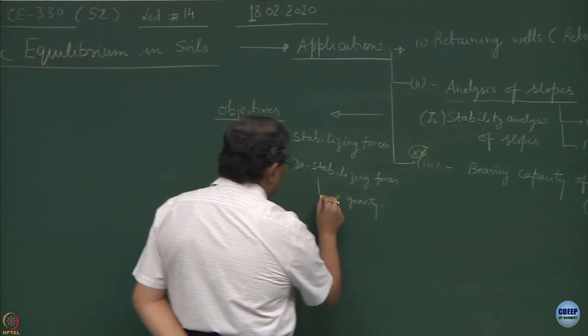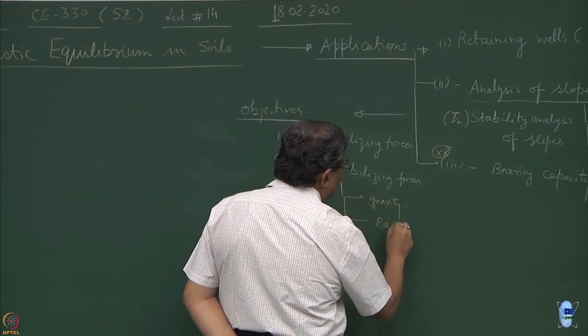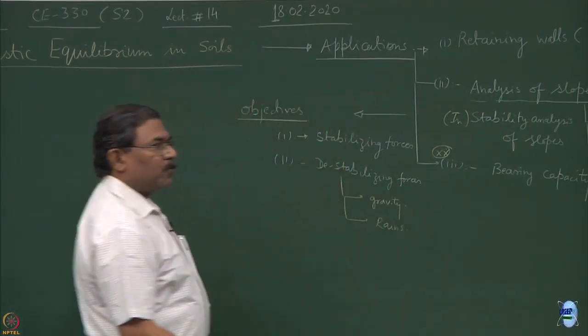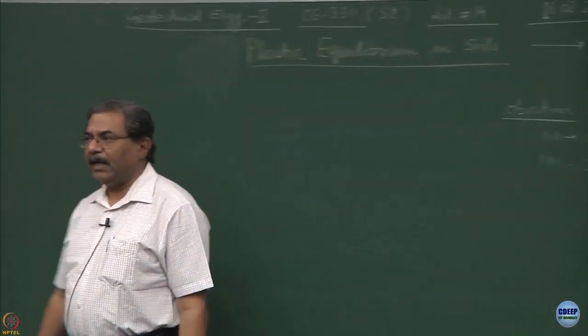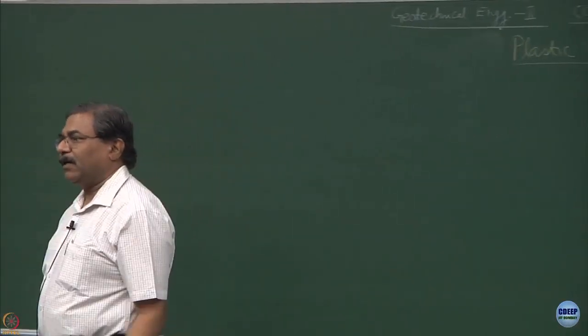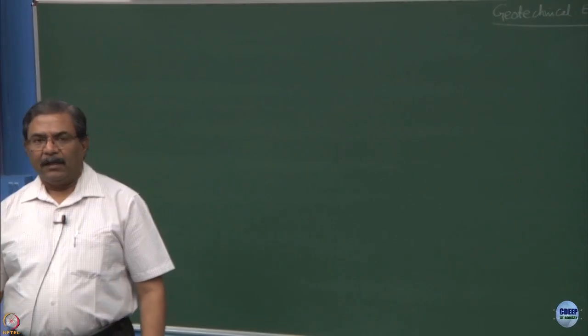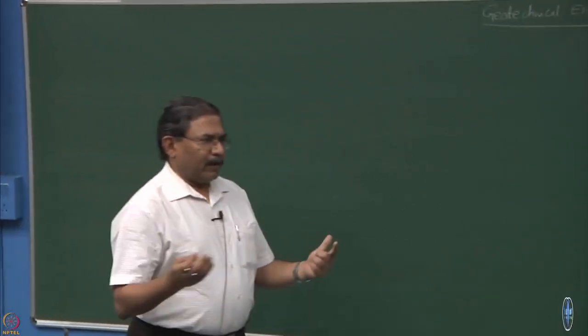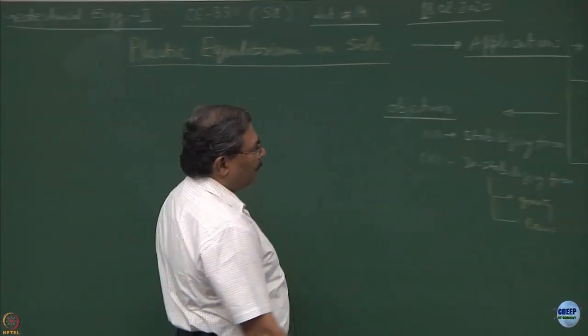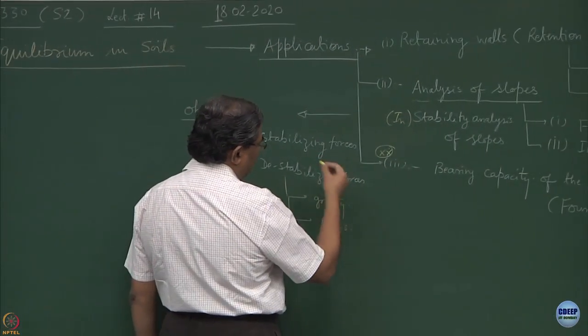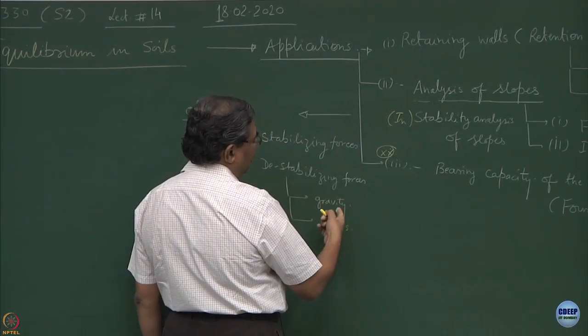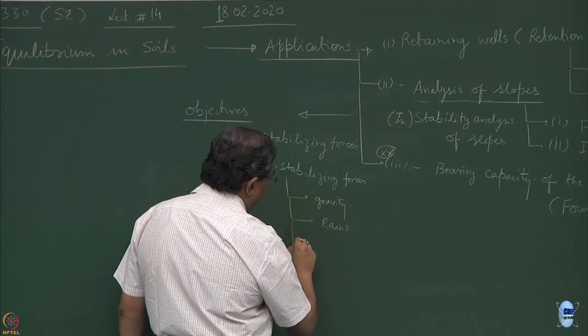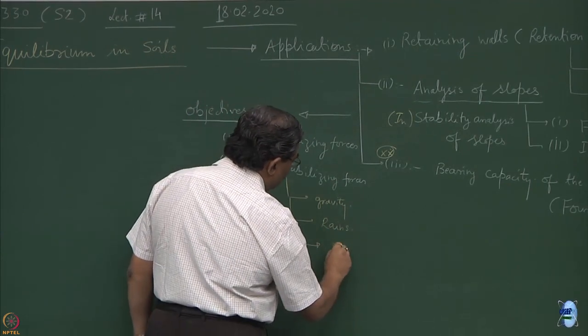It could be rain. So, during the monsoons in the newspaper you keep on hearing that in the Western Ghats, you know, landslides have occurred, buildings have collapsed, dams are failing, whatever, during rains. So, one of the destabilizing forces is rains. It could be snow also.